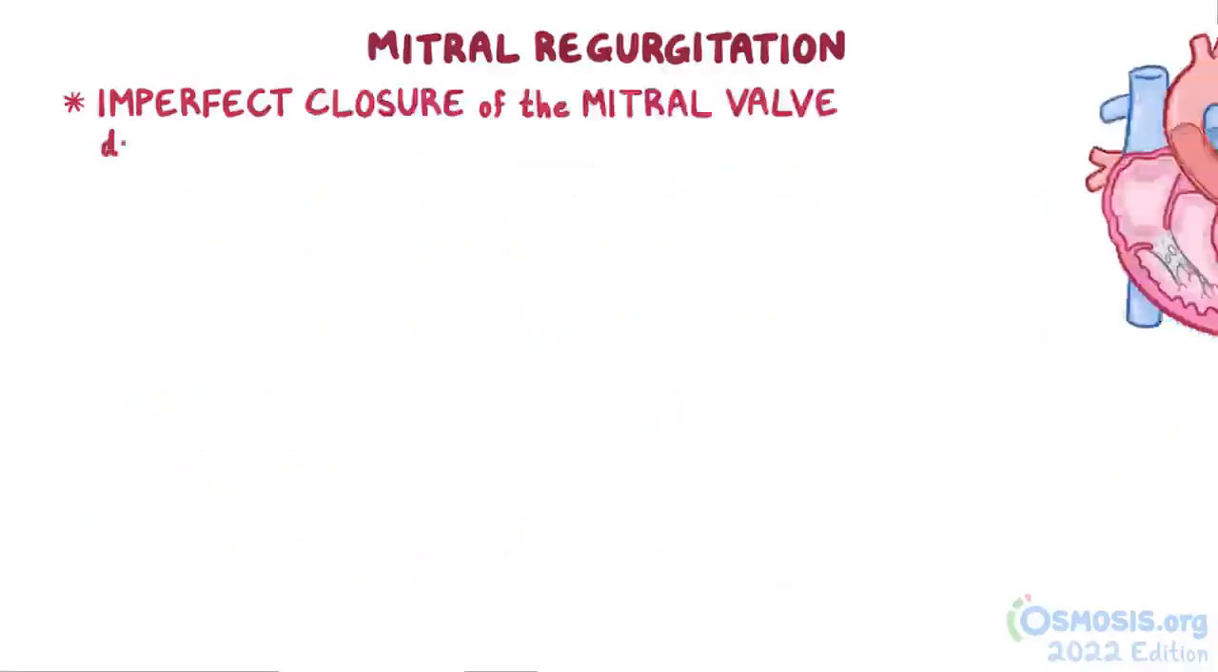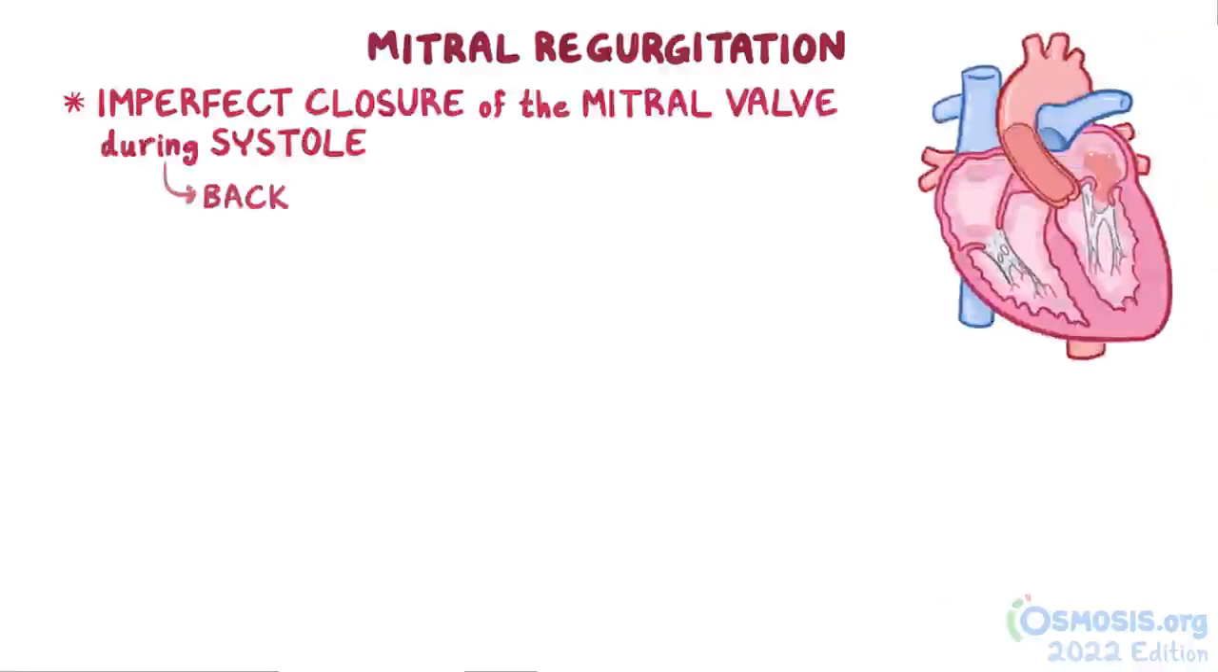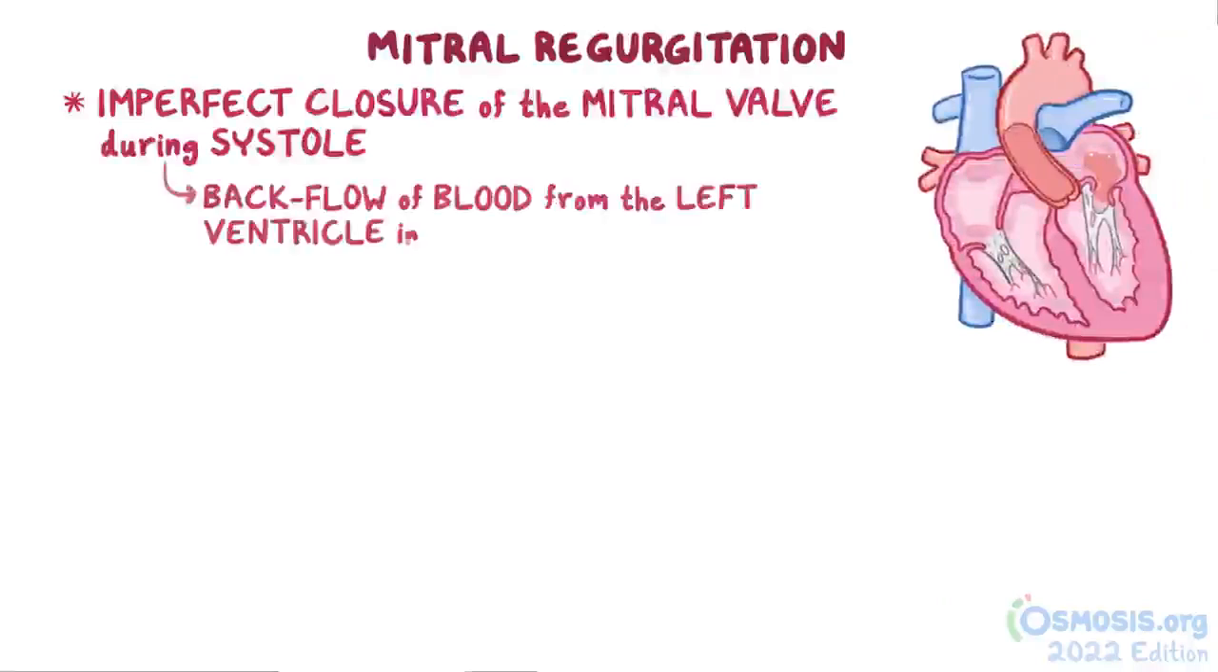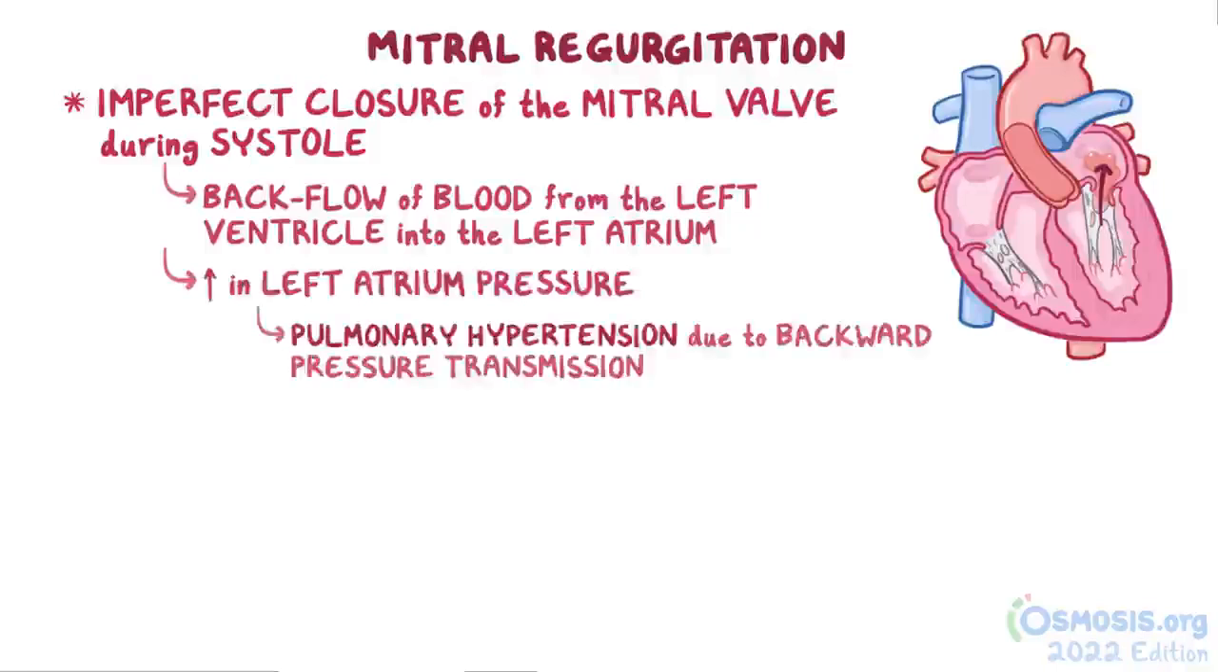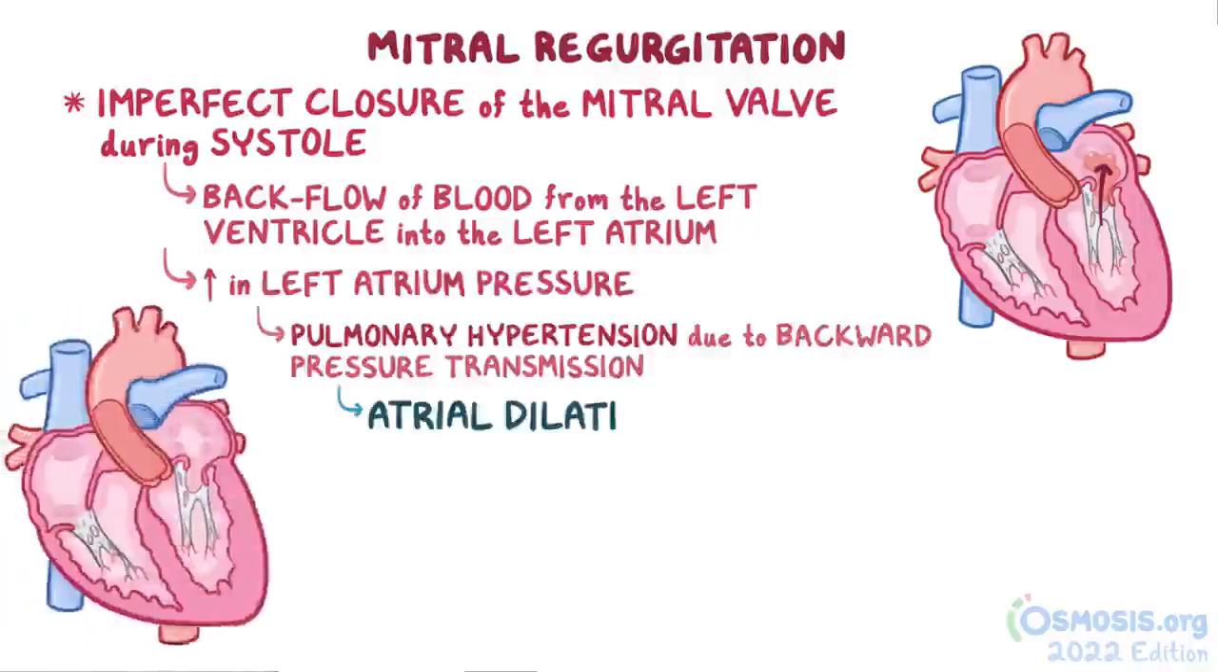Moving on to mitral regurgitation, it's caused by imperfect closure of the mitral valve during systole, which causes backflow of blood from the left ventricle into the left atrium. This volume overload leads to an increase in left atrium pressure, which can cause pulmonary hypertension due to backward pressure transmission, and eventually leads to atrial dilation.